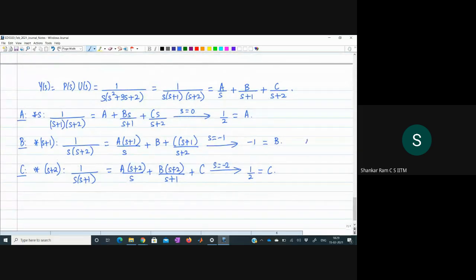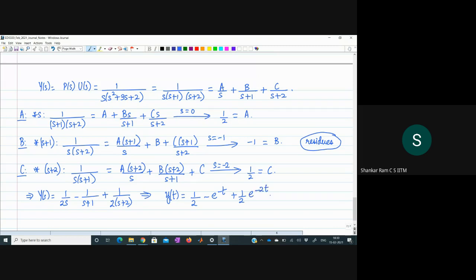Please note that A, B, C are called residues in the partial fraction. So this would imply that Y of s is equal to 1 by 2 minus 1 divided by s plus 1 plus 1 by 2 times 1 by s plus 2. So this will mean that y of t will be equal to 1 by 2 minus e power minus t plus 1 by 2 e power minus 2t. So this is what we get.